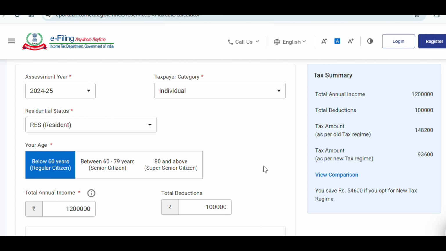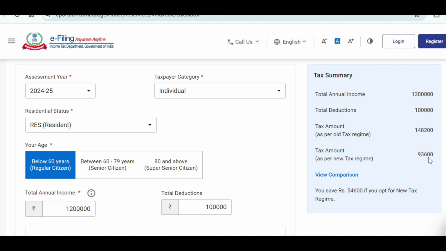So assuming my taxable income is 12 lakh, and my only investments are for 1 lakh rupees, the tax amount in the old tax regime is slightly higher, 1 lakh 48,200, and in the new tax regime it is lesser. So when you do not have sufficient investments, the new tax regime will be beneficial in the first go.